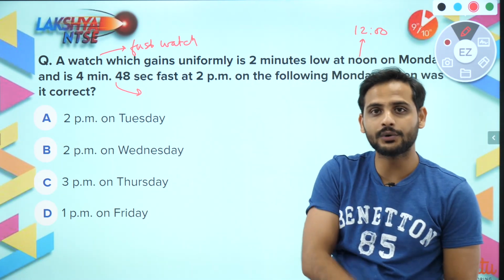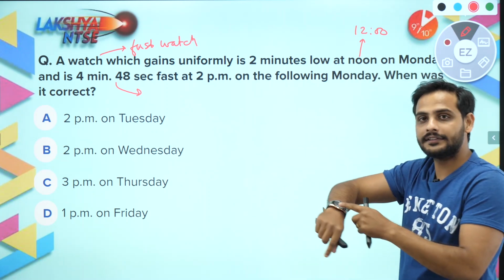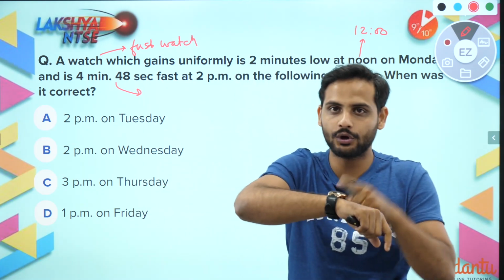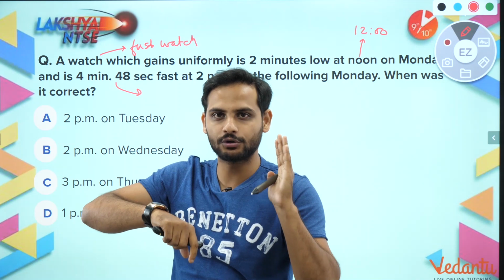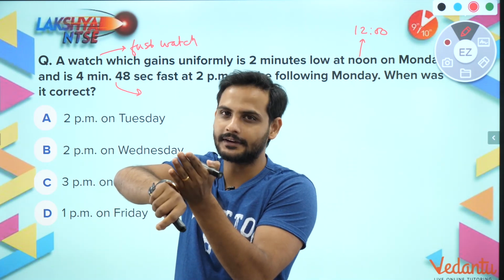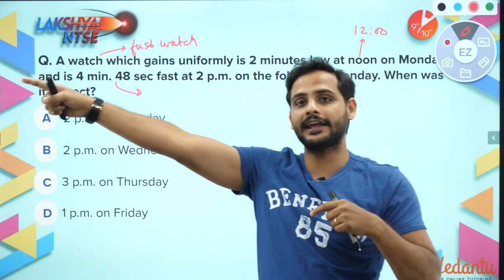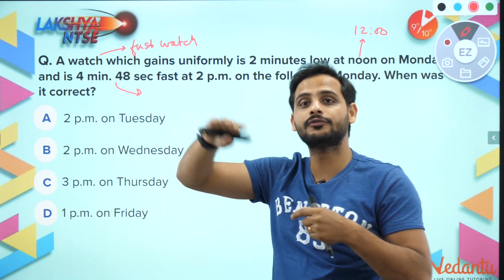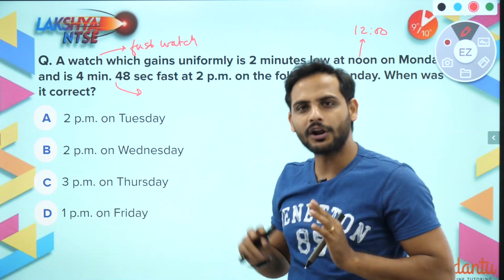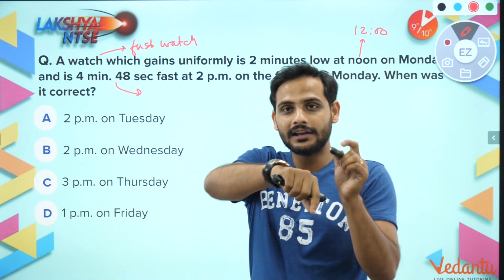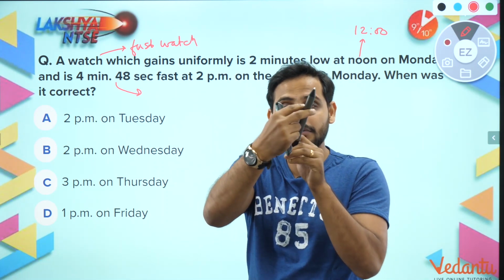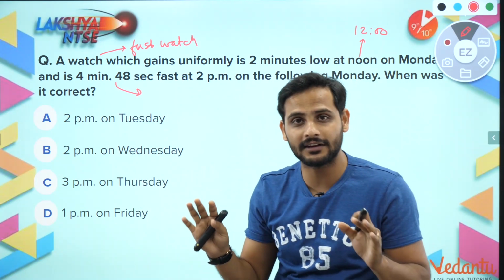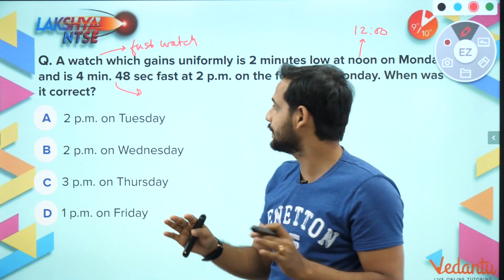So in this much duration, suppose today is Monday at 12 o'clock when I start. The correct watch will show 12 o'clock, but that watch is showing 11 hours 58 minutes, because it is 2 minutes behind the time, but it is moving fast. So when I check the time on the next Monday at 2 o'clock, the wrong watch was 4 minutes 48 seconds ahead. So overall, the watch first covered that 2 minute behind time and then it has gone 4 minutes 48 seconds extra. That means the total extra time that the wrong watch has taken is 6 minutes and 48 seconds.